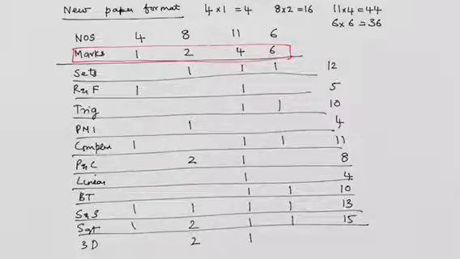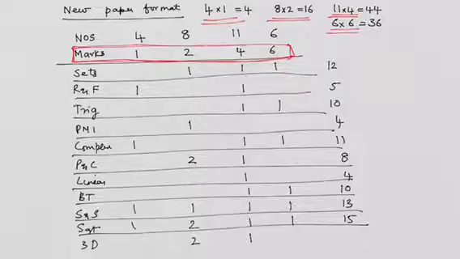Hello friends, I just wanted to analyze your new paper format. Based on the marking scheme which you gave me, we know that there are going to be 4 1-mark questions, 8 2-mark questions, 11 4-mark questions, and 6 6-mark questions. So these are the numbers which I've shown here, and these are the marks. This box.